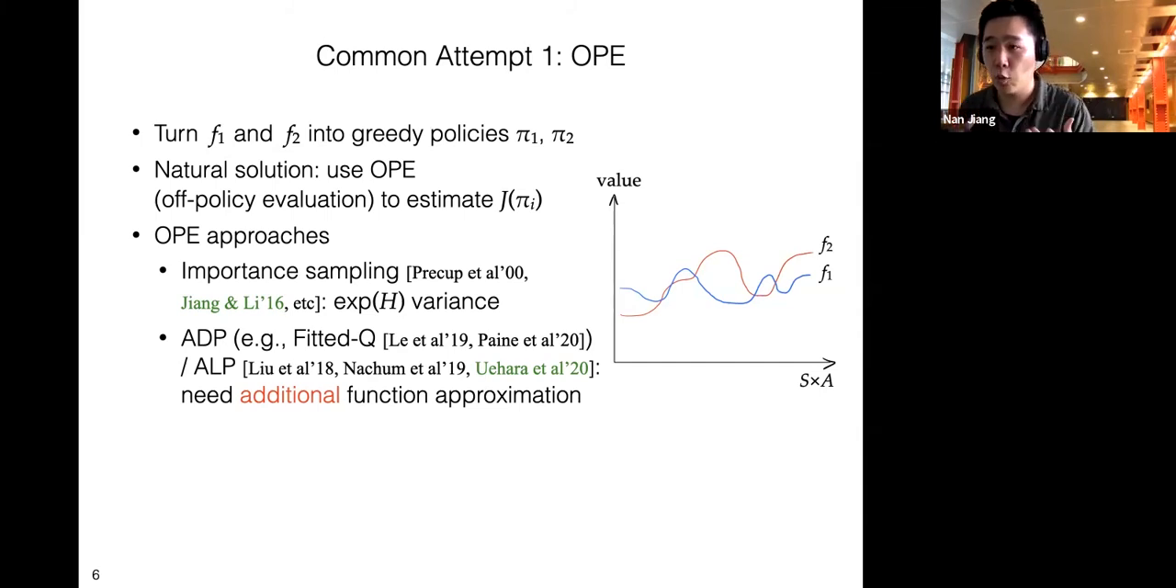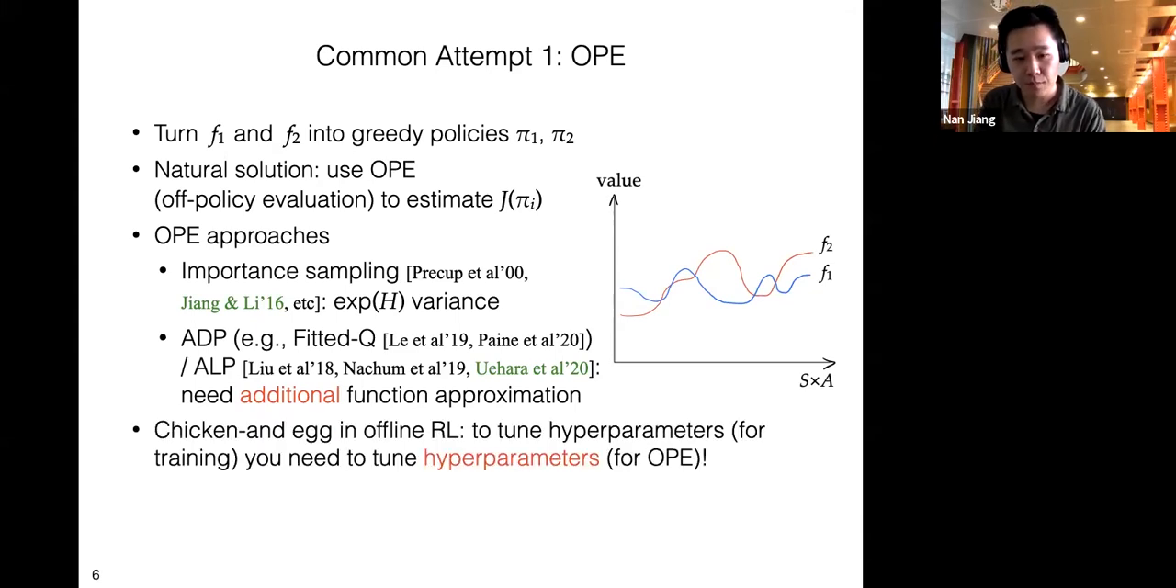Alternatively, if you don't want to pay exponential in horizon dependence, you can use standard methods inspired by either approximate dynamic programming approaches, TD methods like FIT-Q, or recently popular methods based on approximate linear programming ideas. But the problem is that in either case, you avoid exponential variance at the cost of requiring additional function approximation. I'll come back to this point a little bit later. So this additional function approximation assumption is really problematic because I just want to figure out which one of these two functions is better, and you say you need a whole other function class to do this.